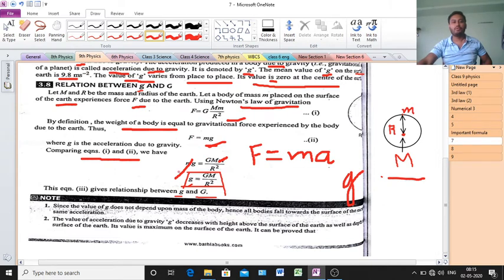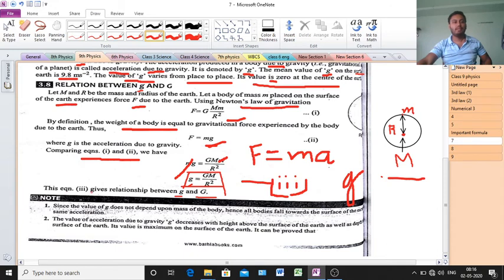Now if you compare the value of F, then you will get mg equal to capital G capital M small m by r square. Here also small m, here also small m. Just cut this value, then you will get g equal to capital G M by r square. That is equation number 3. I hope it is clear.